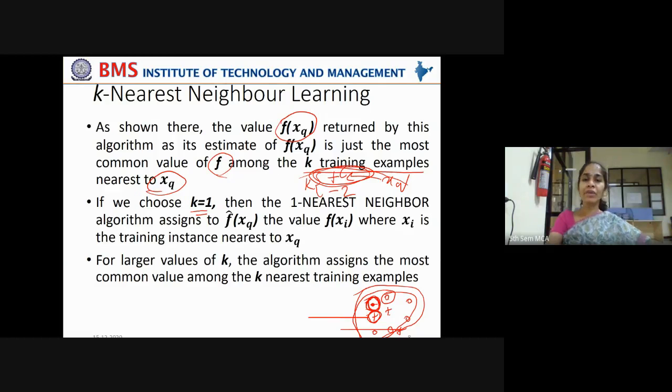Now for larger values of k, the algorithm assigns the most common value among the k nearest training examples. That is what I said. It will take the most common value. In 5 nearest neighbors, circle is the most common value. So it will automatically assign to the circle class rather than plus class.